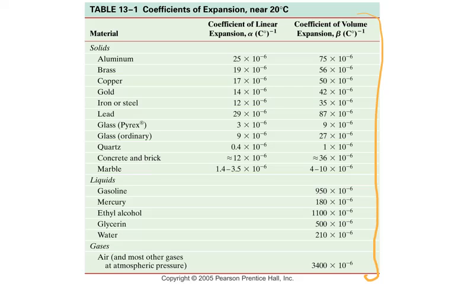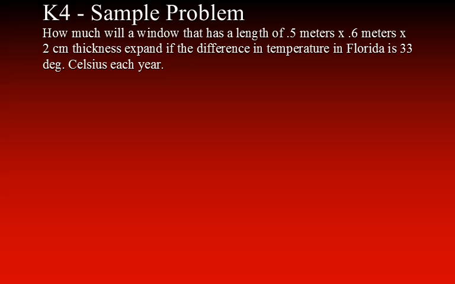If you notice, for instance, with aluminum, 75 times 10 to the negative 6, versus, let's say, gasoline, gasoline is going to expand its volume much more, a little bit more than 11 or 12 times greater than aluminum will. And with the air, look at that. The air is really going to expand, and most other gases expand quite rapidly with temperature increase.